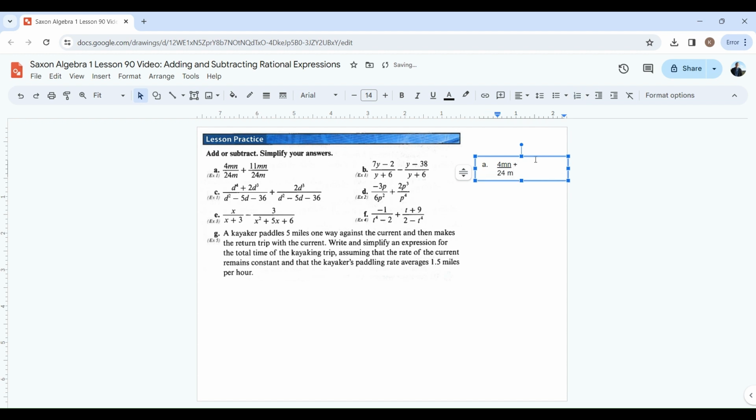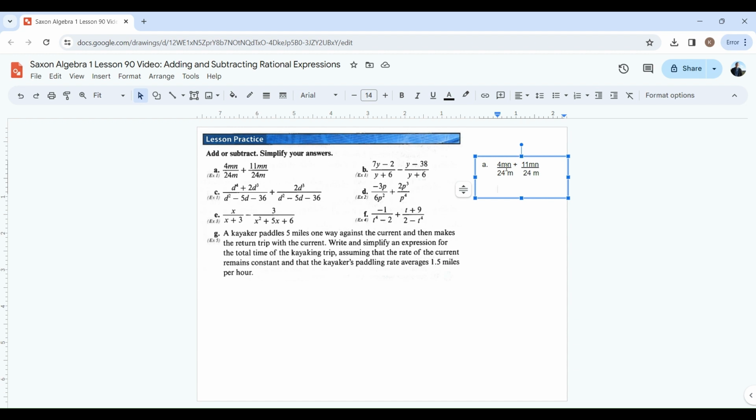24m plus, and the second fraction is 11mn over 24m. Now, because we have the exact same thing in the denominator on both fractions, I can just add fractions the same way I've always added fractions. And the way you add fractions is add what's on the top and then leave alone what's on the bottom. Like 3/5 plus 1/5 is 4/5. It's not 4/10.